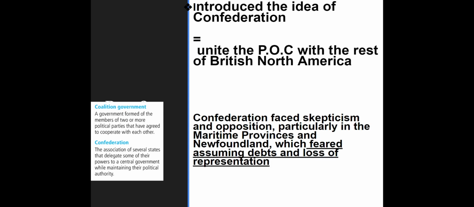So not everyone was for confederation. It faced a great deal of skepticism, specifically from the maritime provinces and Newfoundland. They feared that they would have to take on the debts of the other colonies, and they were also afraid of representation. They were afraid of being assimilated. They were afraid of sharing their resources. So not every colony was for confederation.